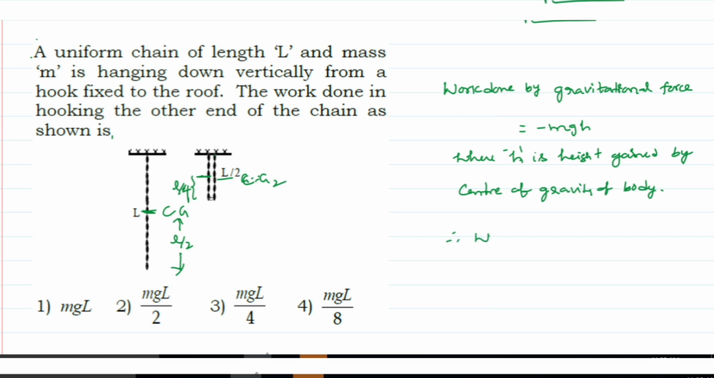So here you can write Wg equals minus mg into the height of the center of gravity for the new position, which is at L by 4 distance. In the options the minus value is not given, so just take the magnitude alone. So we get mgl by 4.